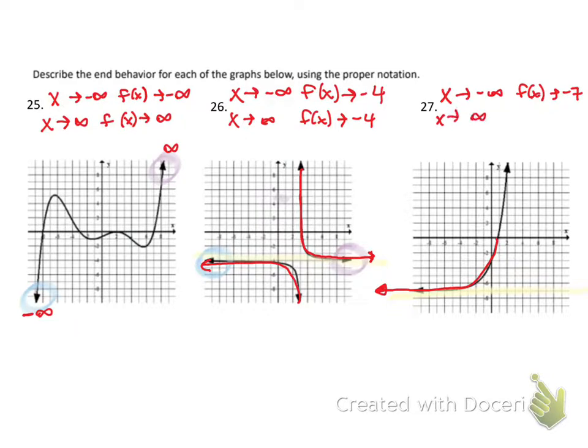On the right-hand side, so the way I write that is x approaches positive infinity. F of x goes, well, it's going up forever here. So it's going to infinity. Okay? All right. So that should be everything.